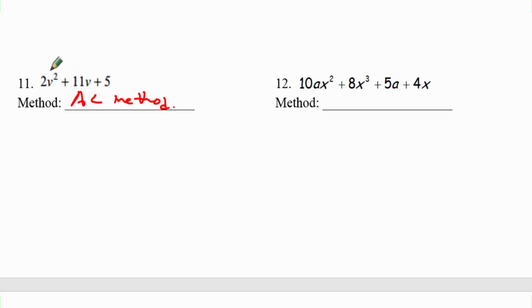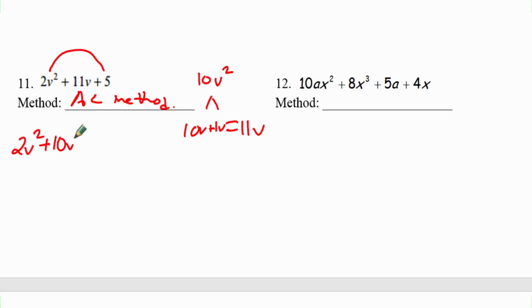So again, you multiply the a times the c, and we get 10v squared in this case. You're looking for factors of that that add up to my middle term. This is 11v. So what are those two factors? Well, 5 and 2 doesn't give you 11, but 10 and 1 definitely do. So those are the two numbers we're going to use. So 2v squared plus 10v plus 1v plus 5.